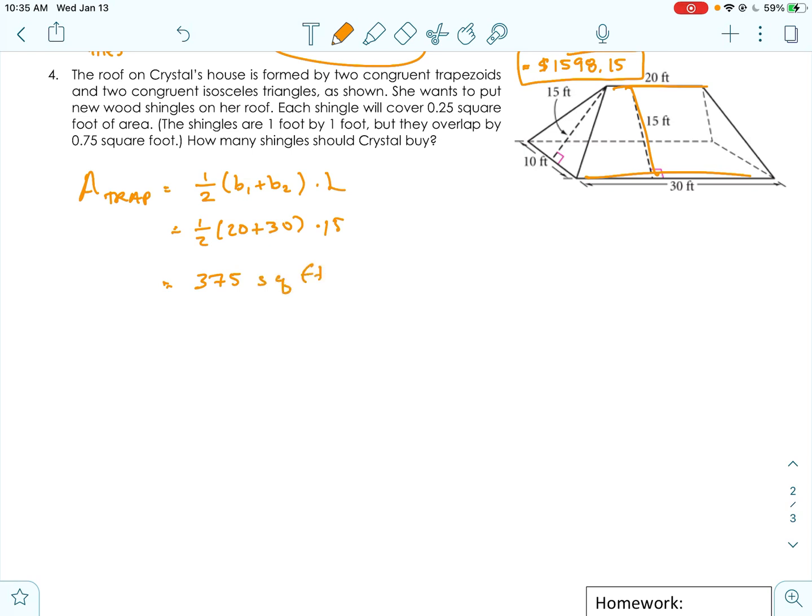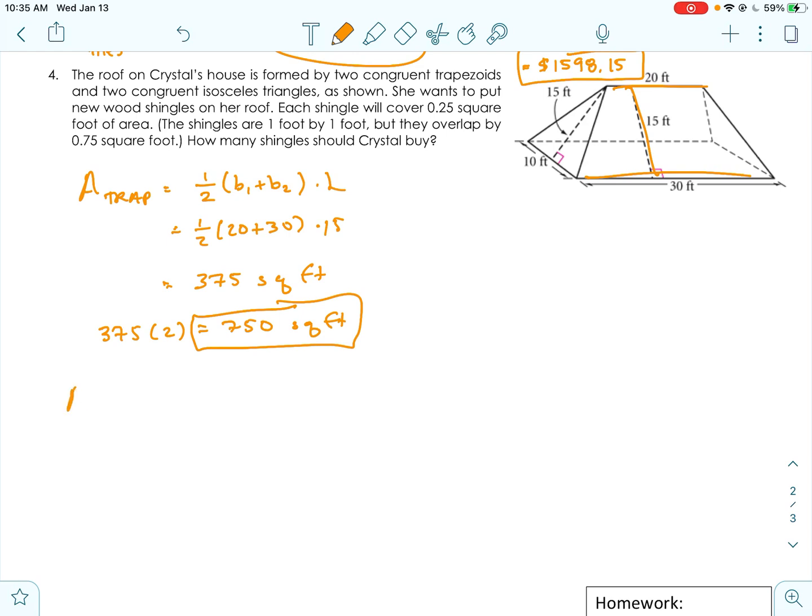So 375 square feet. Now that is the area of one of the trapezoids. We have two trapezoids, so we have to take 375 times 2, which gives us 750. So there's 750 square feet on the trapezoidal part of the roof.